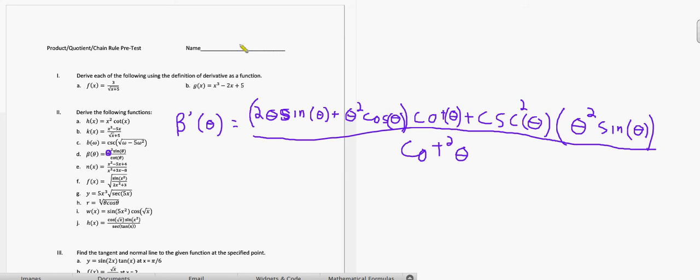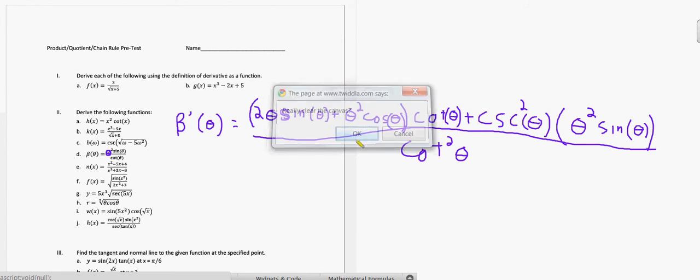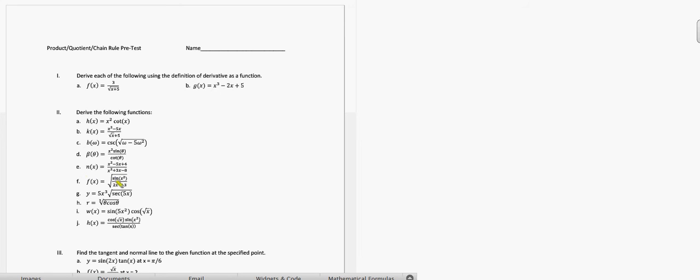Okay, let's do E. E is this giant quadratic mess. So n prime of x.